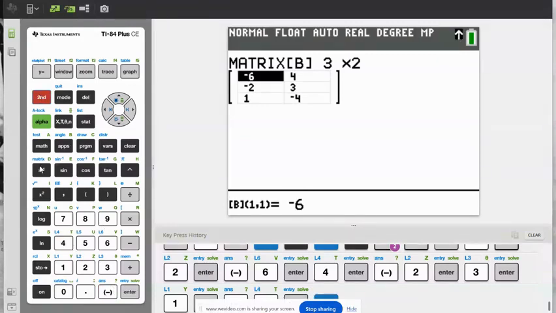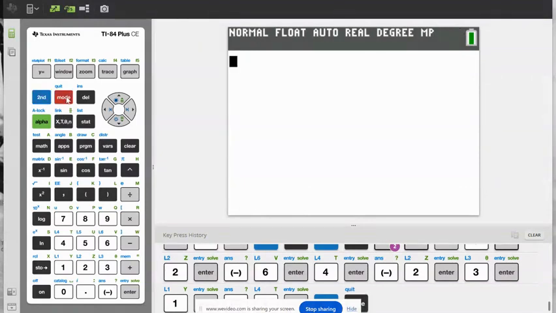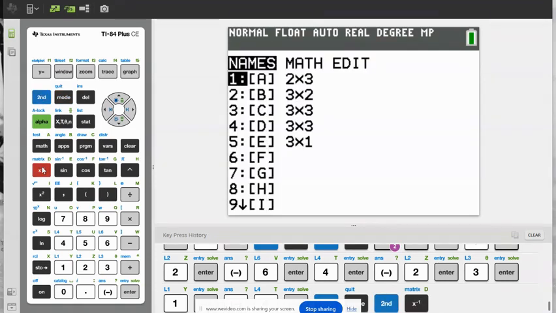And then I'm going to second quit it again. All right, so now I've entered in the two matrices. I've saved them into the calculator. Now we want to multiply them. So all you're going to do is press second matrix. You're going to pull the first one. I want an A times a B, so I'm pulling matrix A. Let it highlight on it and press enter.